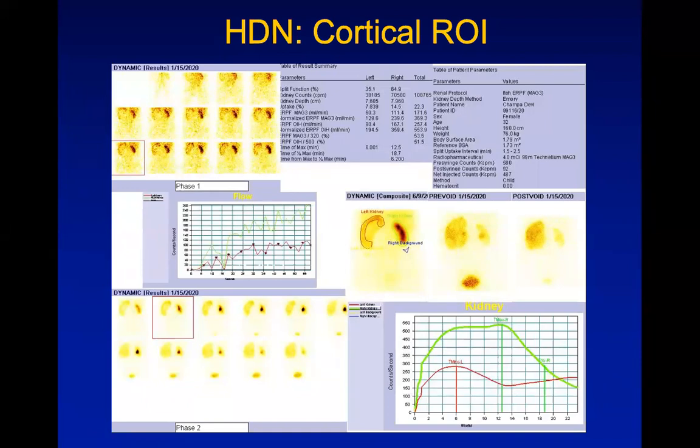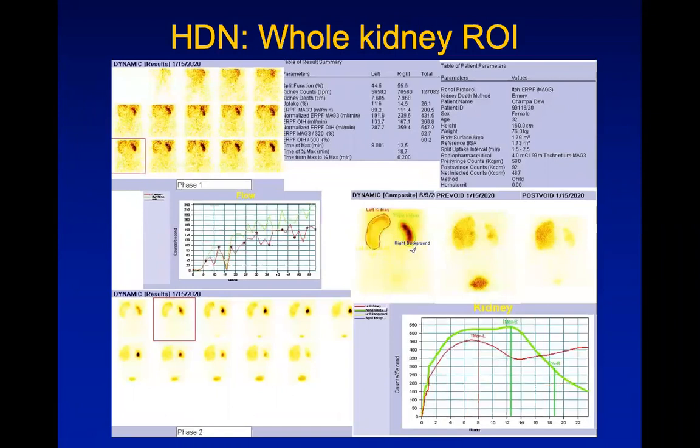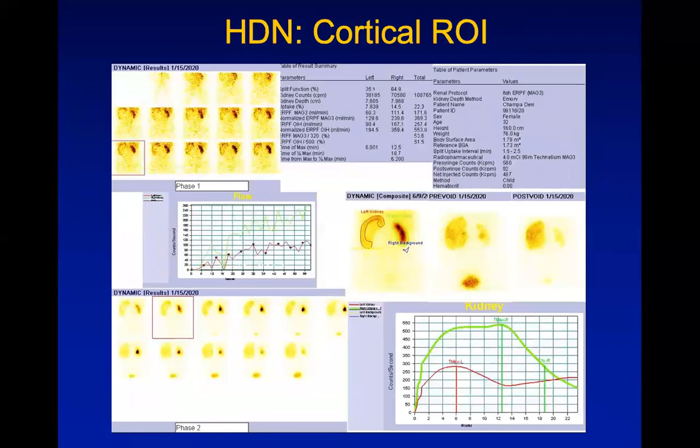So this is why, even if you draw a whole kidney ROI, the impression we give is it's likely overestimated. This 45% is an overestimated percentage. It's a fallacy in the software. We can't do anything about it. Best you can do is draw a cortical ROI to get a more realistic percentage function.